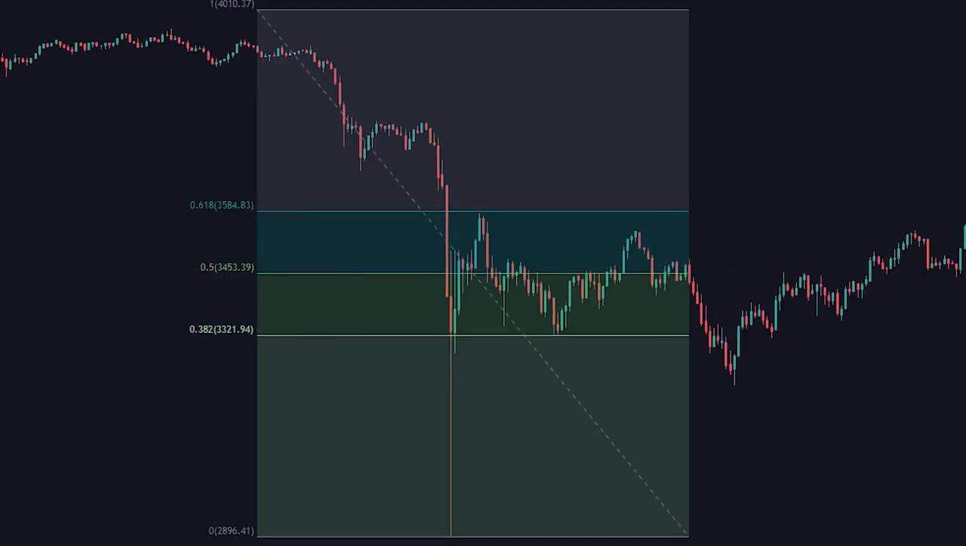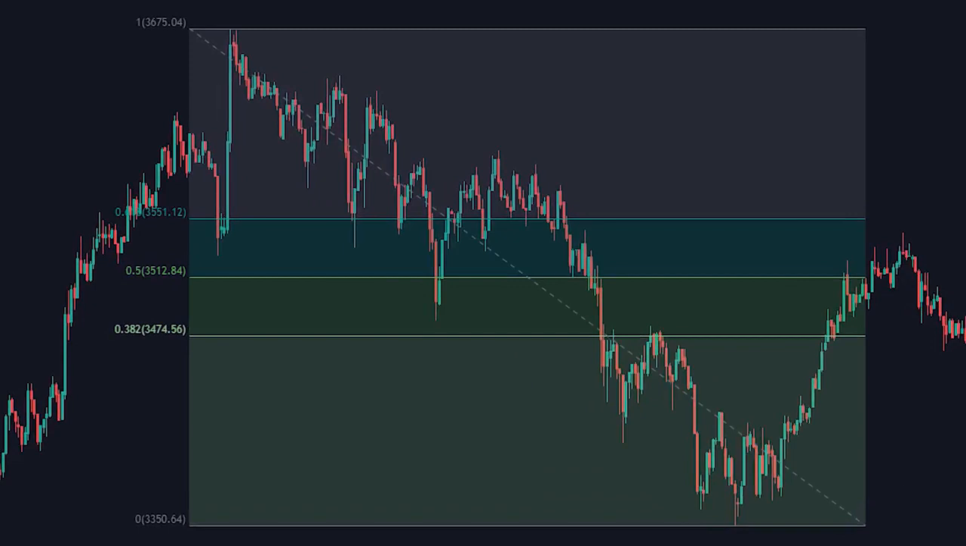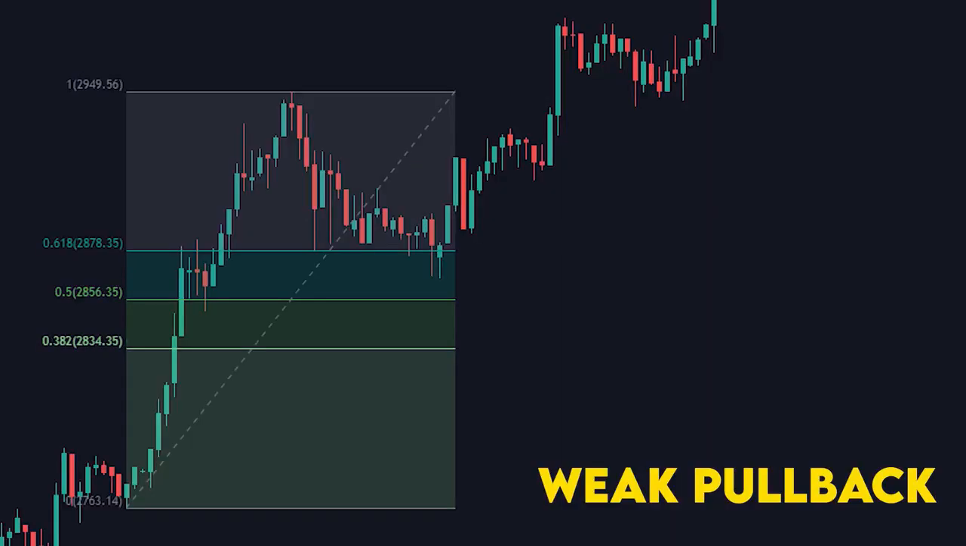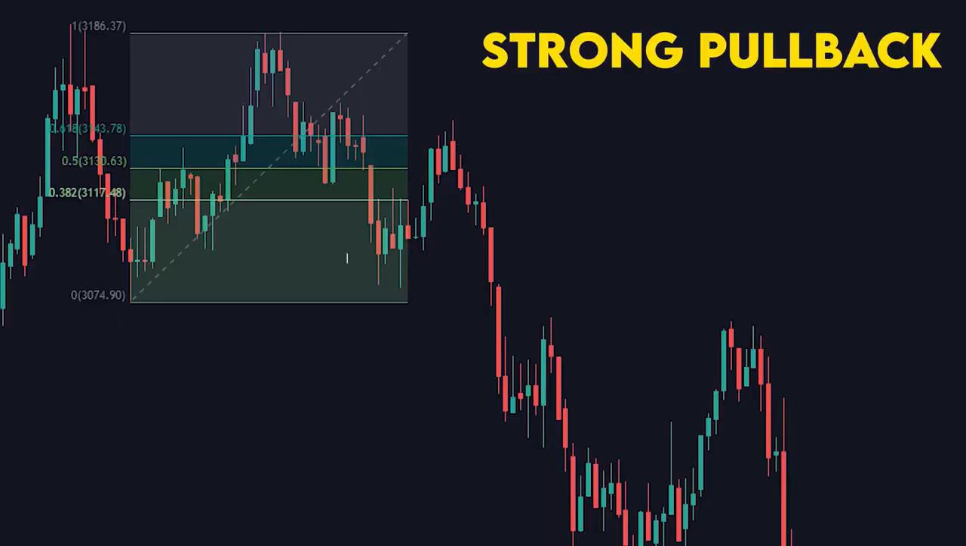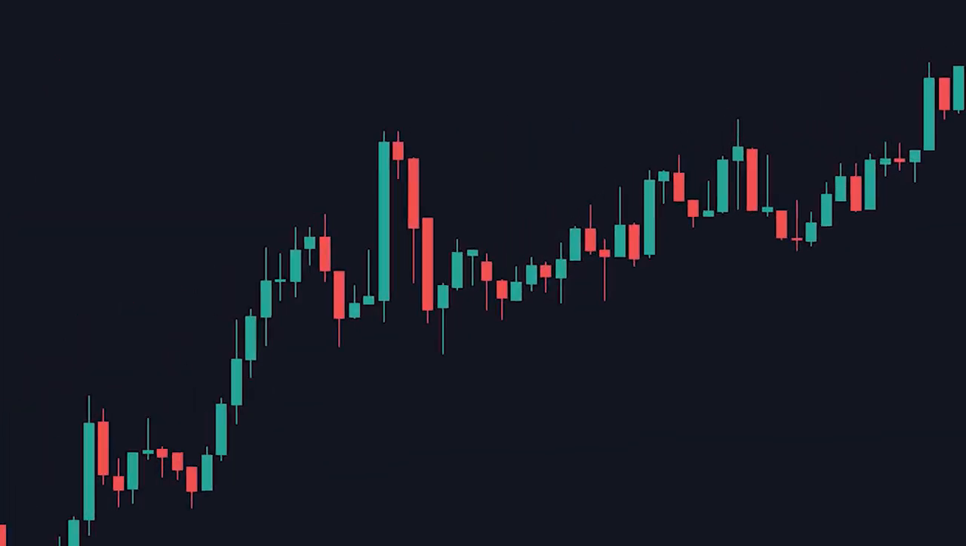Let me show you an example. So first thing we want to do is put our lower line on the lowest low and then drag the upper line to the highest high. So in this example, we're going to be looking for a long trade. We will consider a pullback weak if the price dips above the 0.382 level. If the price dips below the 0.382 level, it's a strong pullback. So like we were saying before, the weaker the pullback, the better.